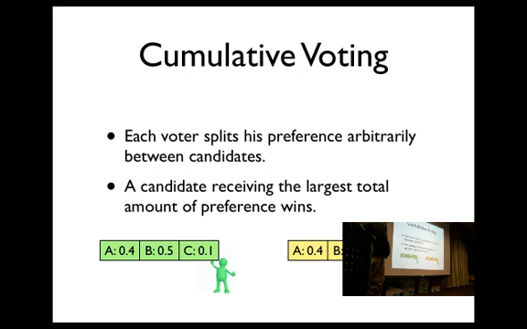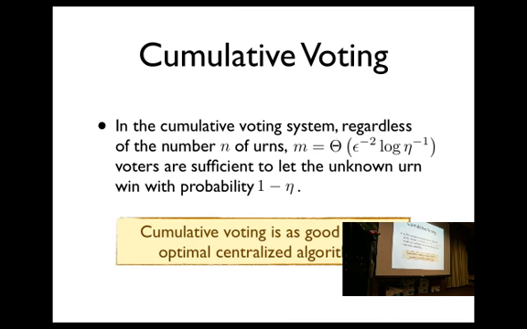So for instance, in this case, we can see that A gets a total of 0.8, whereas B and C get 0.6 each, which means that A will be the winner. So to find the winner here, you just sum the fractional amounts of votes he gets, and if it's the largest one, then he wins. That's how it works. That's called cumulative voting.